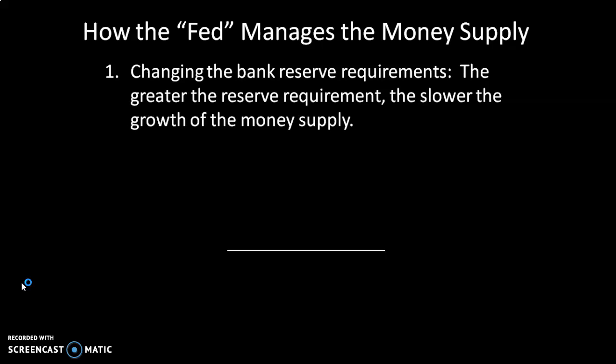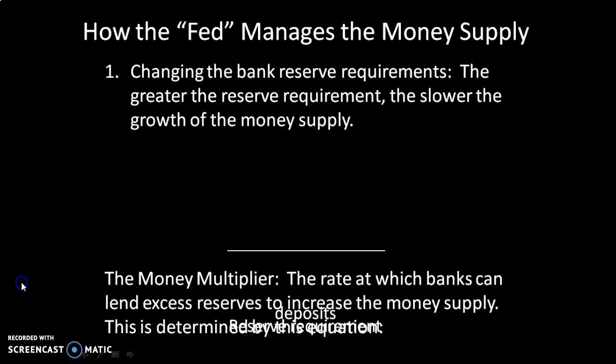Remember, when you deposit money in the bank, the bank can lend that money out to others, but they must keep a certain amount of that money in reserve, so there will be cash available to those who want to withdraw their money out of the bank. The greater the reserve requirement, that is, the more that the Fed requires banks to hold in reserve, the slower the growth of the money supply.